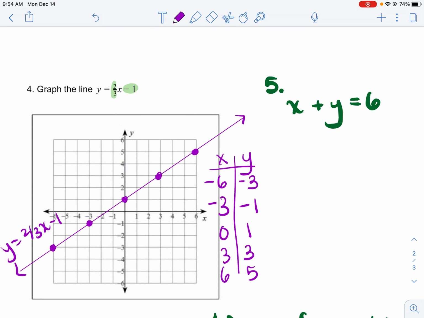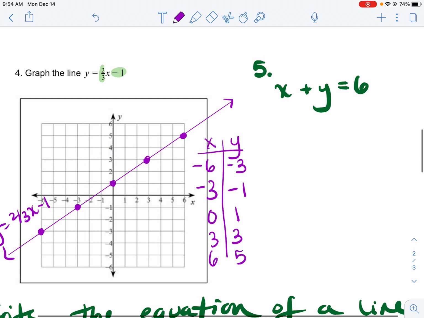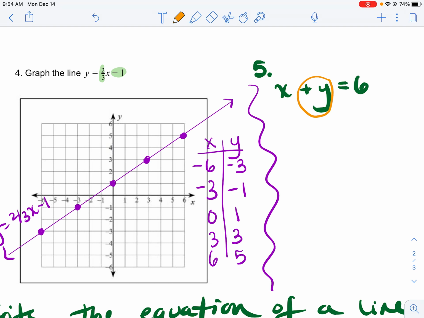Okay, now if we look at number 5, I'll put a little squiggly line here so we know it's a new graph. This one is the same idea. Do you guys see how y here is not by itself? So I need to take away x from both sides. y equals -x plus 6. And remember, this negative here, there's really a -1. So let's do the same thing we did.